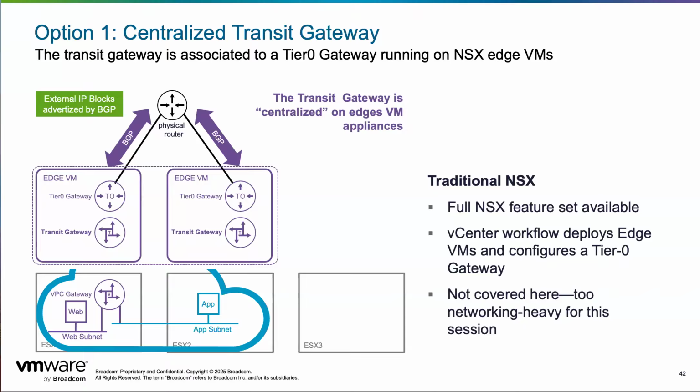So I was telling you earlier on, how does the physical infrastructure know how to reach the virtual network? They are advertised by a standard routing protocol called BGP. This is a very networking-involved model. It can be deployed directly from vCenter too in VCF 9, but I'm not going to focus on that.